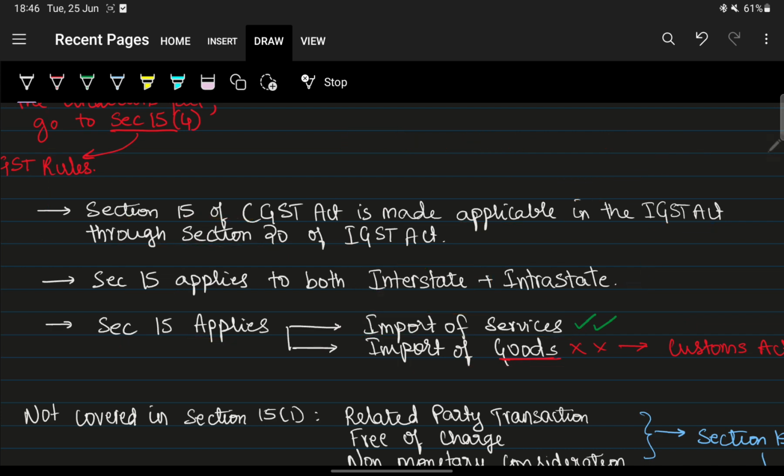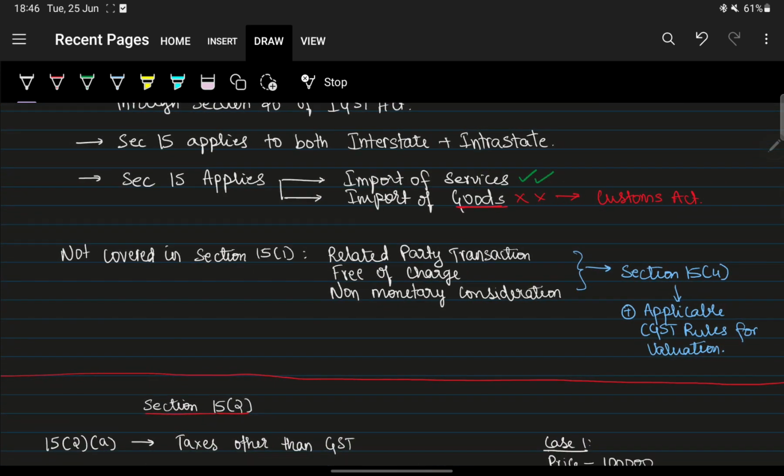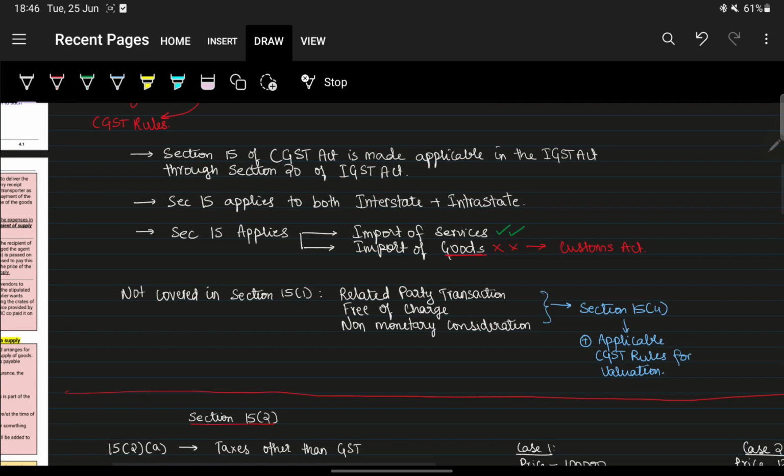Next, what is not covered under section 15.1? Related party transactions are not covered. Any transaction that is free of charge, and any non-monetary consideration paid in respect of goods or services: in those cases section 15.1 is not applicable. What will be applicable? Section 15 subsection 4 will become applicable. That is the CGST rules for valuation. We'll move on. This is very clear, right?